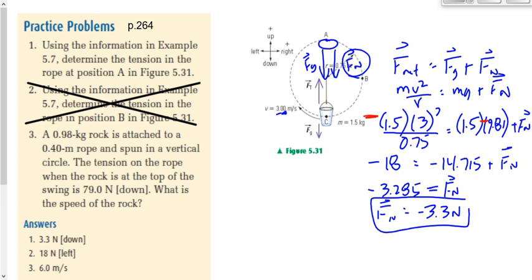Now, that's not to suggest that at the top of a loop on a roller coaster, you always feel lighter. In fact, when you go to the amusement park in 3 weeks for your field trip, you will feel heavier at the top of the loop than you feel at the bottom. What's the difference? Why in that situation do you feel heavier at the top, but in this situation you feel lighter?